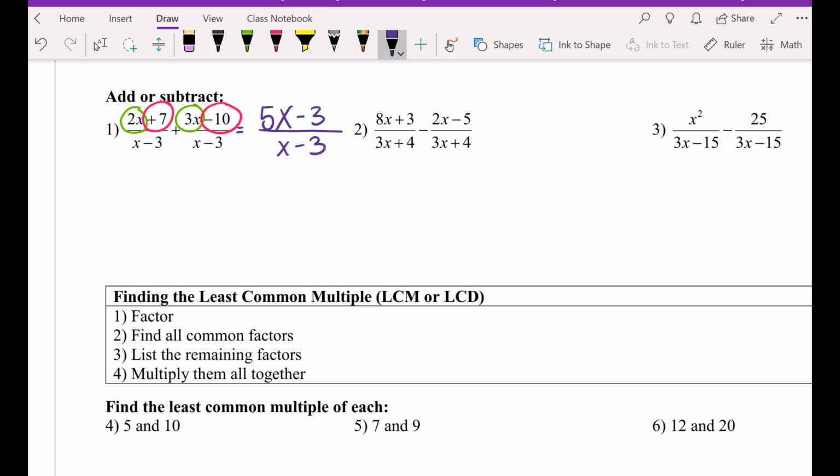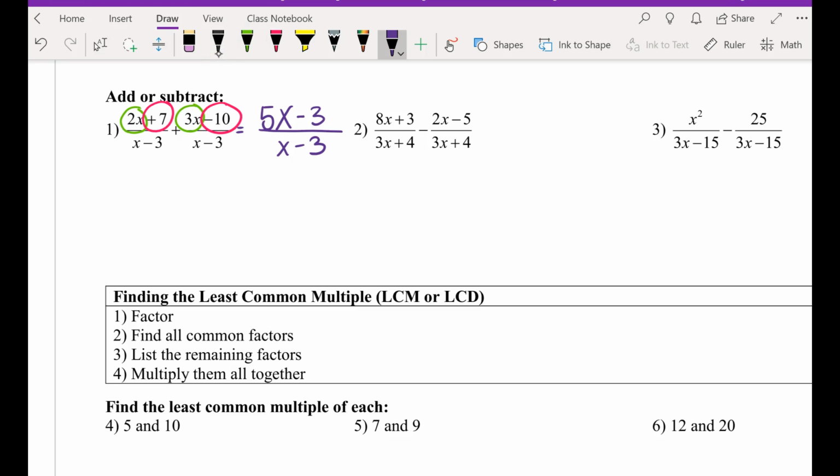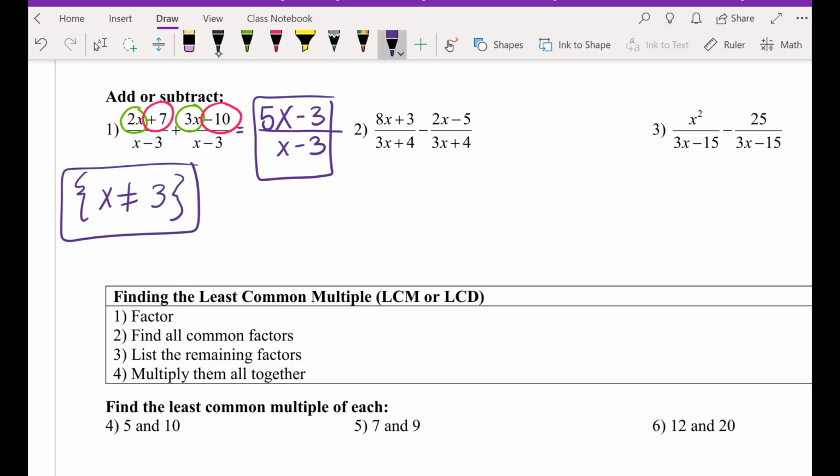Good. Then the step says factor to see if it's reducible. On the numerator, is it factorable? No. Good. On the denominator? No. So guess what? You can't reduce, so leave it. But you also need to state the restriction. What is it that x can never ever be? Right. Now that you're really good with the restriction, you can simply write it in. Okay.